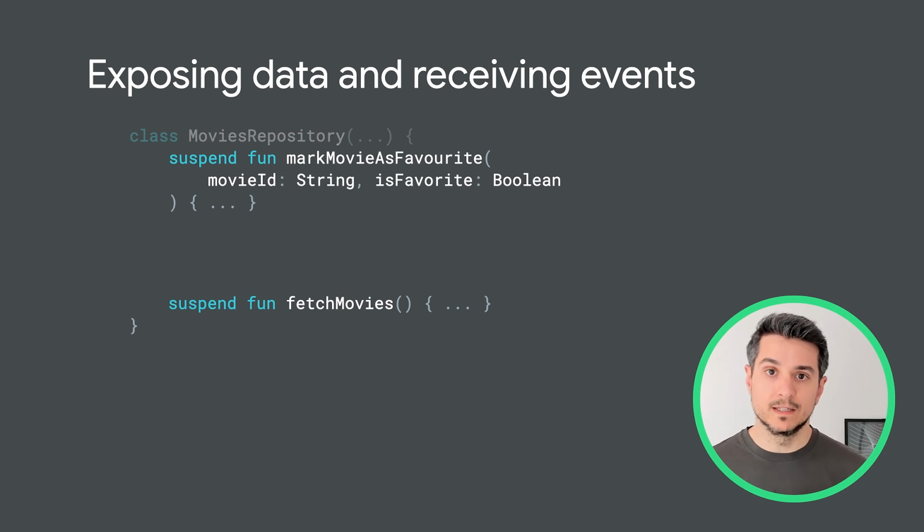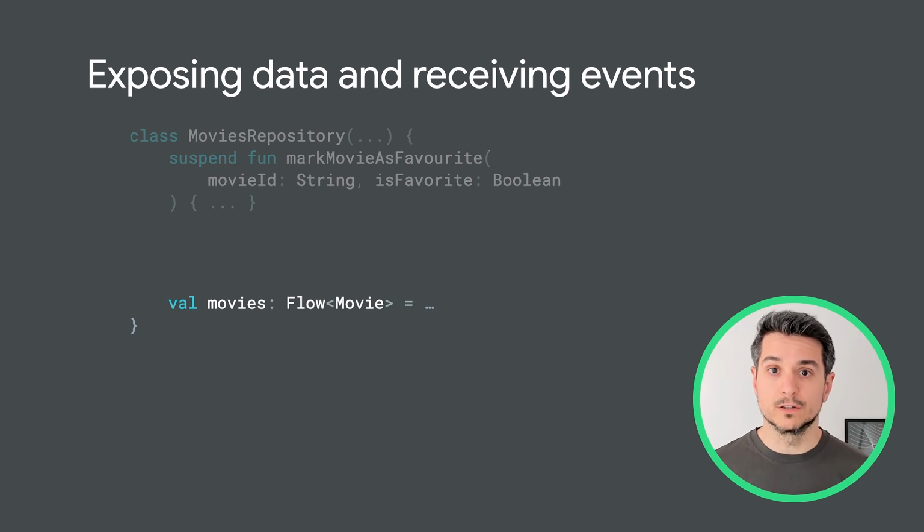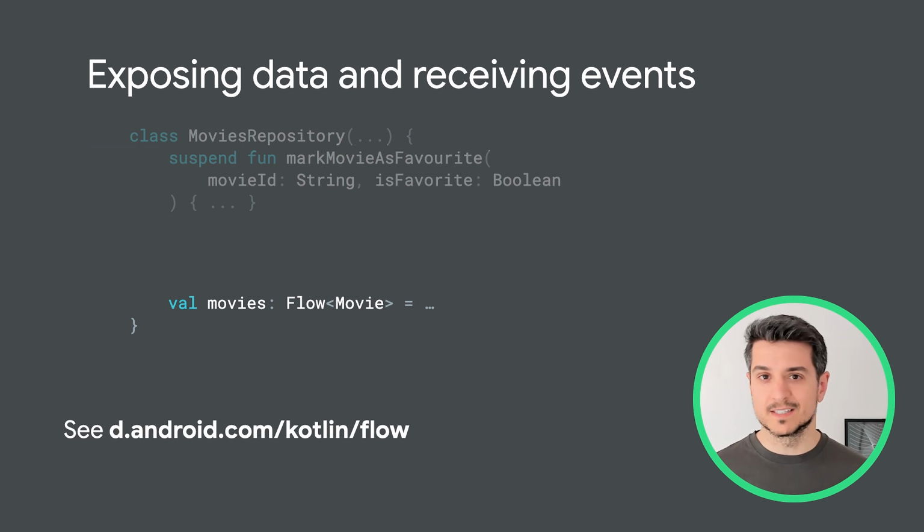A common pattern in repositories is to perform one-shot calls like create, read, update, and delete. These can be implemented with suspend functions in Kotlin, but also you can be notified of data changes over time by exposing a data stream, for example, using Kotlin's flow. This is out of the scope of this video, so if you want to learn more, check out our flow guide. The link is in the description.